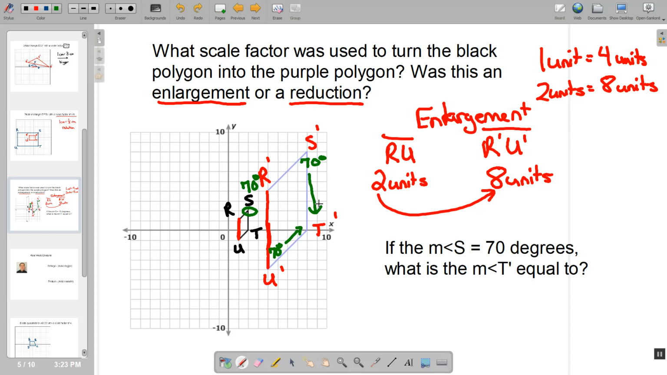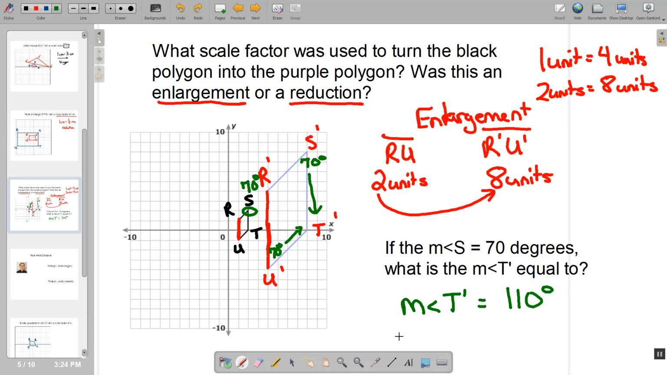There are 2 ways to solve this. If I remember that these lines are parallel to each other, that means S prime and T prime have to add to 180. Or I could do 360, because that's the full polygon, subtract 70 again, and divide by 2 to get my answer. Either way, the measure of angle T prime has to be equal to 110 degrees.